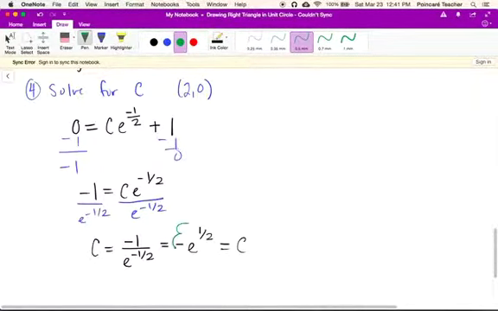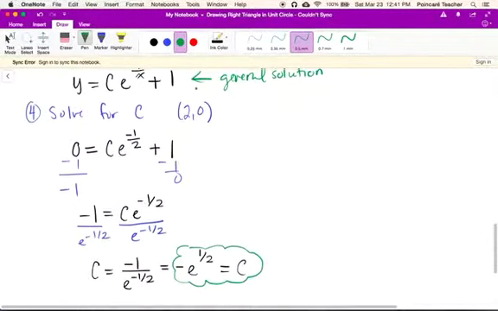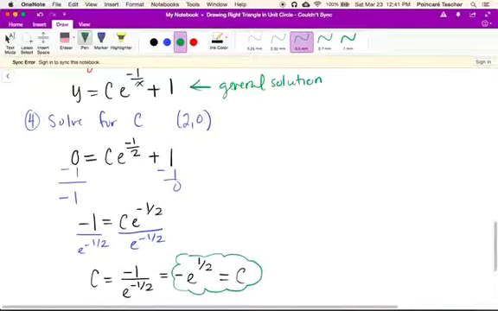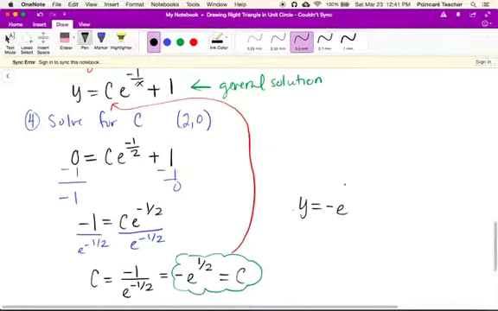Okay, so that's my c, and now I want to plug that in for where I see c in the general solution. So this guy is going to go here. My particular solution is going to be y equals negative e to the 1/2 times e to the negative 1 over x plus 1.